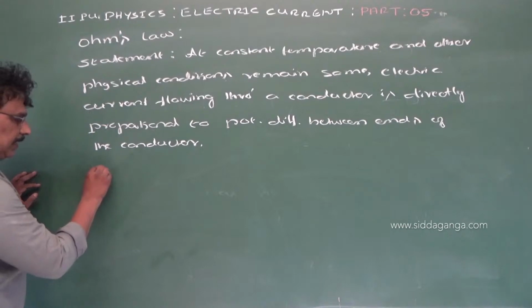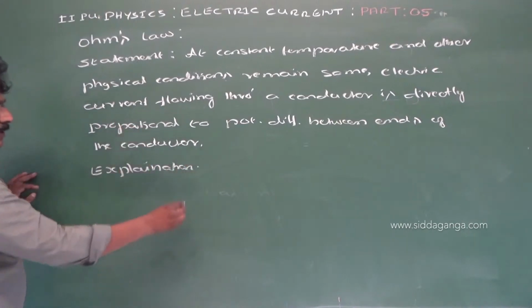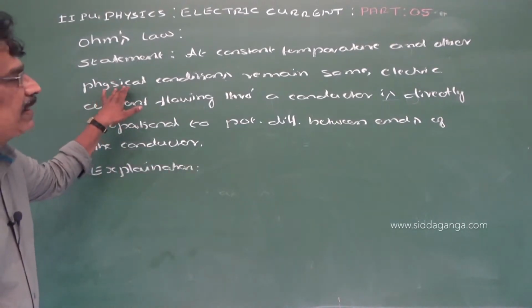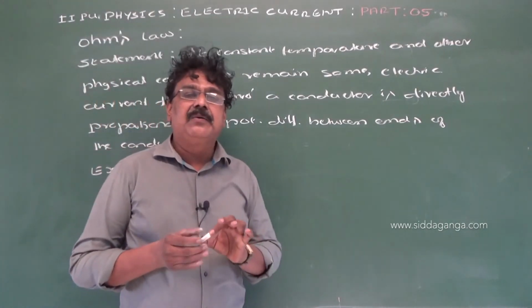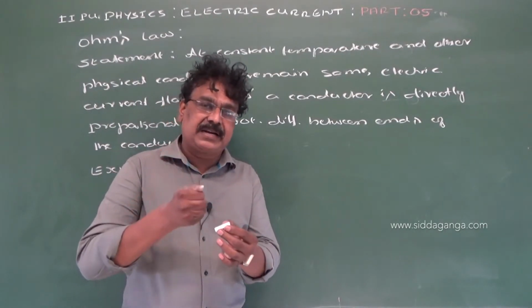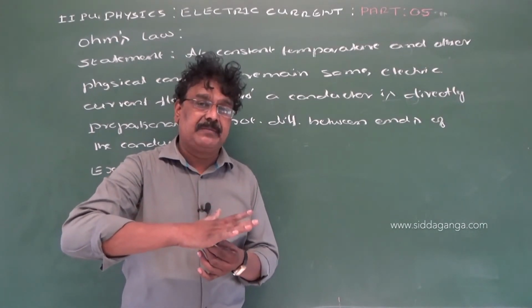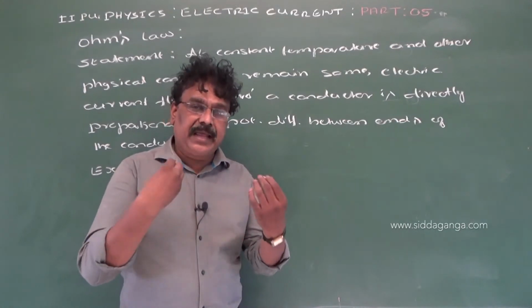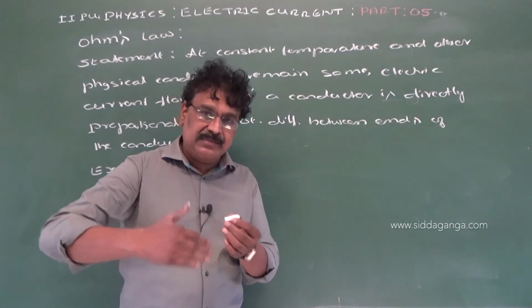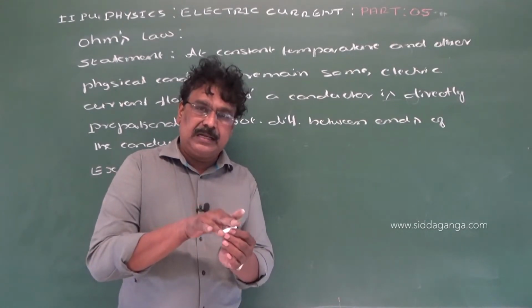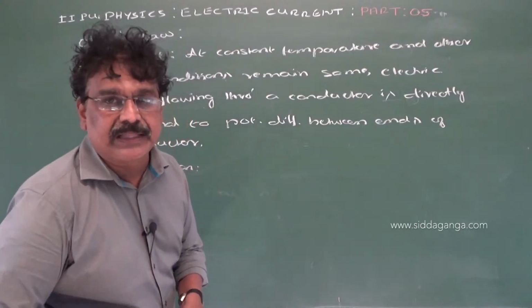Now, let us explain this law. Here we have taken other physical conditions remain the same, right? Now, the conductor is not subjected to any stress, right? That means it is not under mechanical pressure, or magnetic field is not applied to the conductor, right? So these are all certain other conditions. So there is no stress on the conductor. There should be no applied magnetic field on the conductor, right?